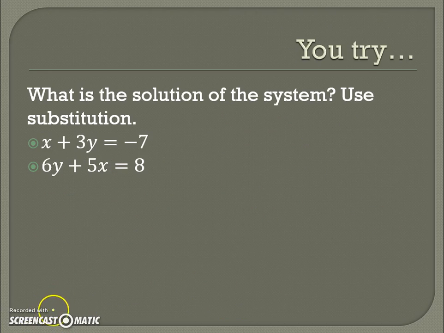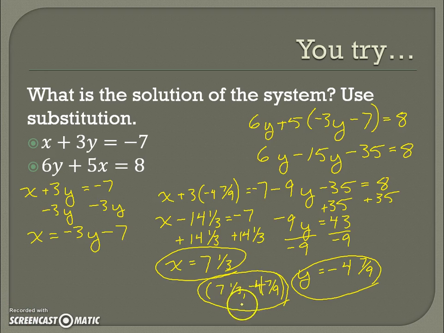All right, there's one for you to try. The answer will be up in 3, 2, 1. All right, here's what I got: 7 1/3, and then negative 4 7/9. I get some ugly fractions in here, so be careful with this one. If you did not get that, go back and check.